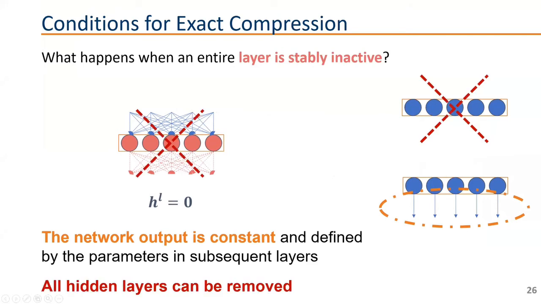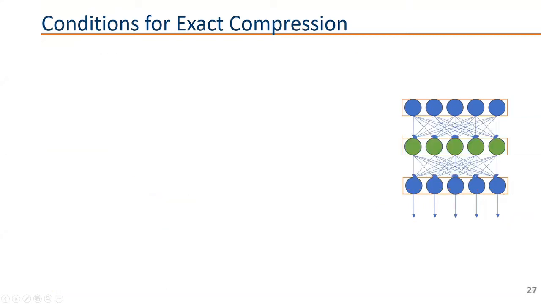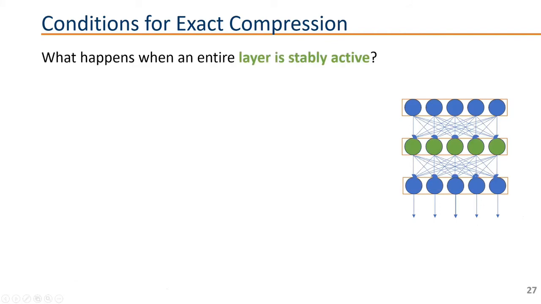You can throw away all your hidden layers, but in fact, you can throw away the entire neural network, because this is a very bad neural network. So I wouldn't expect this to happen in practice. Now, we can also have the entire layer being stably active.